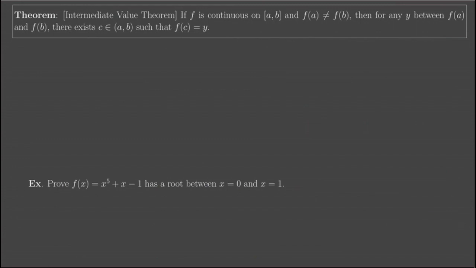Our next result is another named famous theorem from calculus. This is the intermediate value theorem. We're not going to prove this theorem. It's one of the intuitively most clear theorems in calculus.